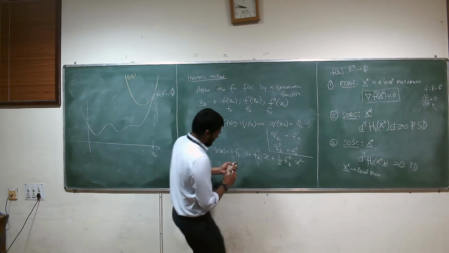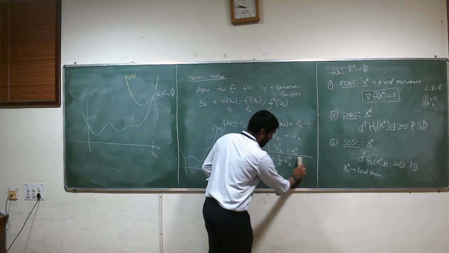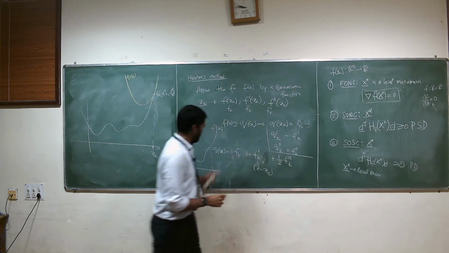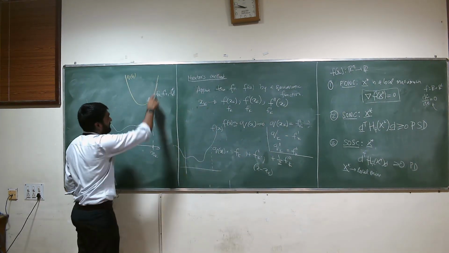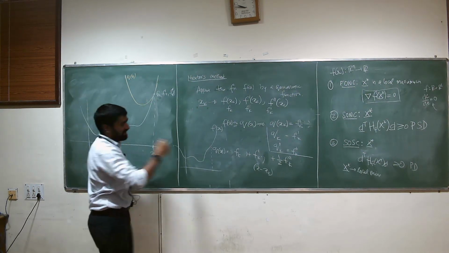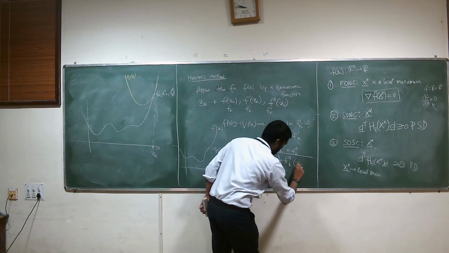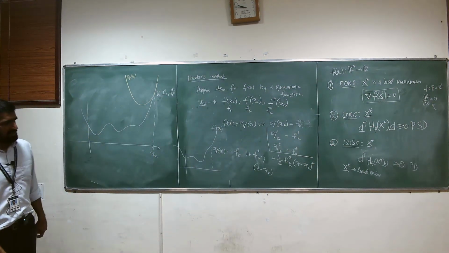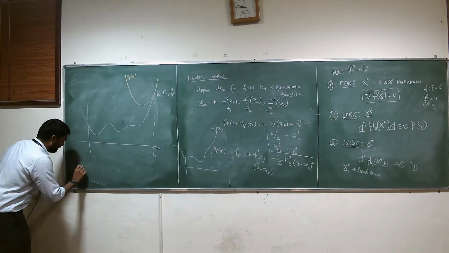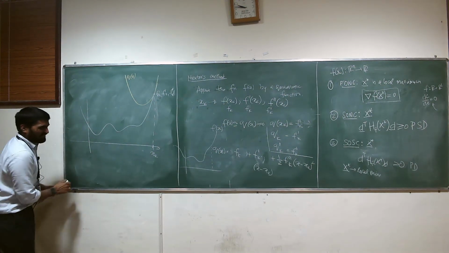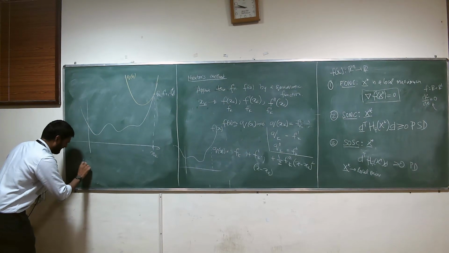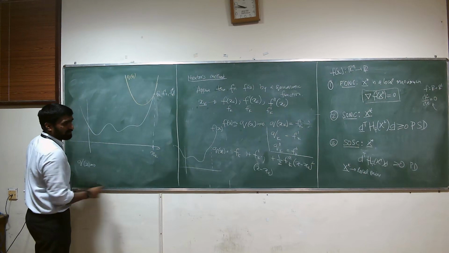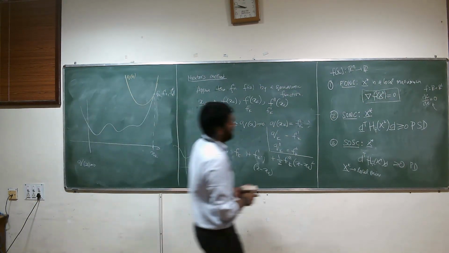Here, I made one mistake. This is not x. This is x minus xk. Okay, because we are talking about approximating f at the point xk. So this will be x minus xk square. Now, if this function has a minimum, then the derivative should be equal to 0. And if you do that, what will you get? Maybe you can find out and tell me. And then we'll derive.